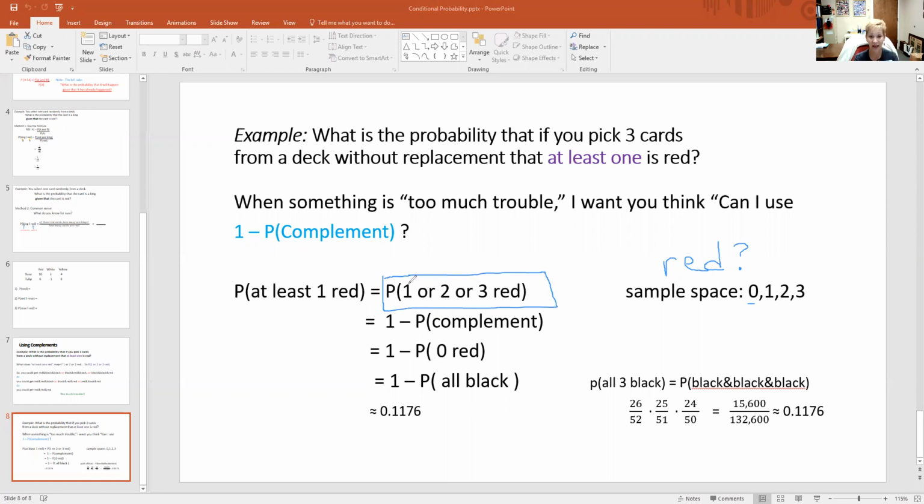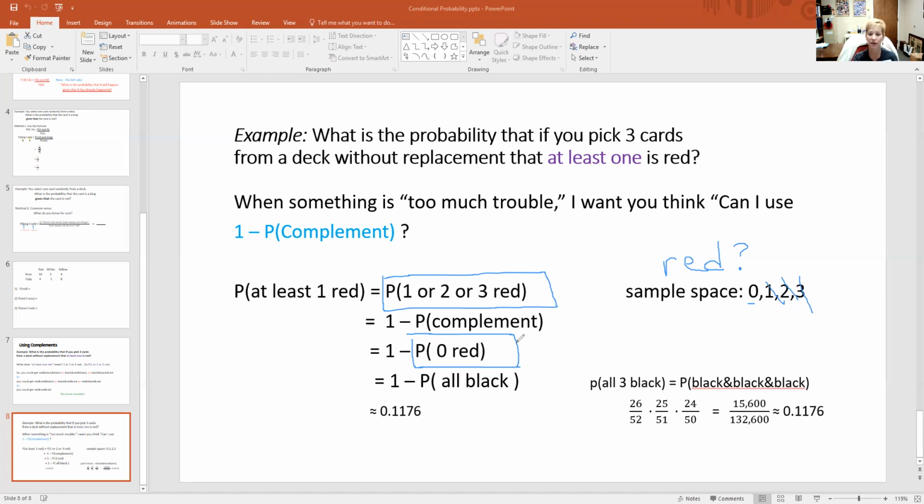So if I delete this, the 1, the 2, and the 3, what's the only thing left? What's left is the complement. That would be 0 with that same word, red. So if you don't pick 1 or 2 or 3 red ones, you must have picked 0 red ones. So what I could do is do this problem and subtract from 1 if it's faster.